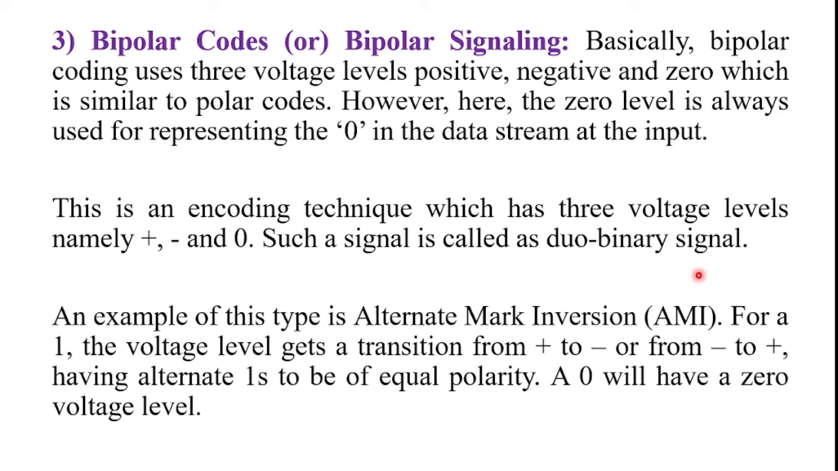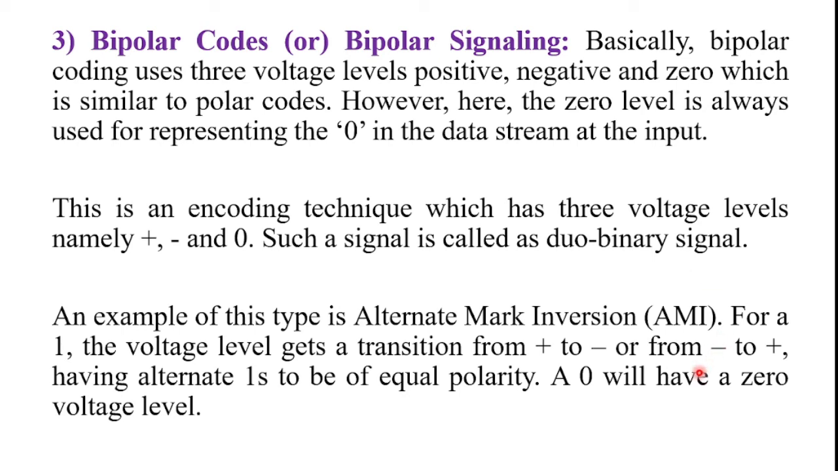An example of the bipolar coding is alternate mark inversion, and the bipolar code is also called alternate mark inversion. From an exam point of view, sometimes they ask you to explain the concept of alternate mark inversion, that is, bipolar code or bipolar signaling. So what is the significance of alternate mark inversion?